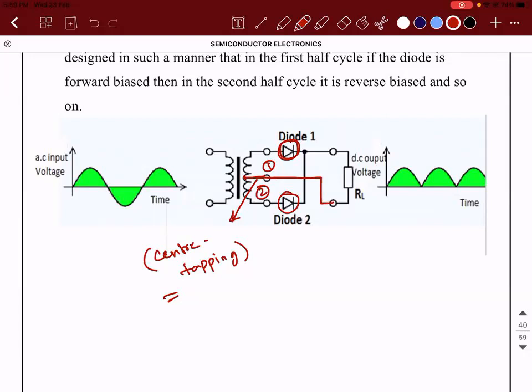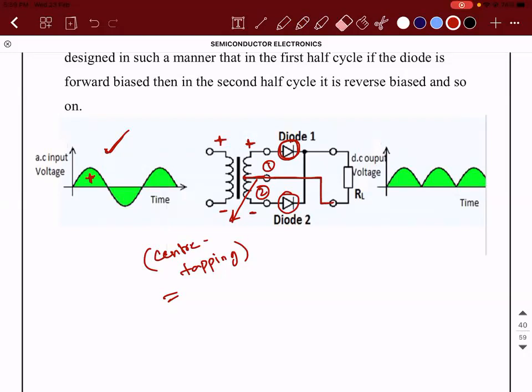Right. So now see, you give an AC input. Listen, positive half of the cycle. Then what will be the polarity here? If this is positive, this will be negative. Accepted? Then what will happen at the secondary end? This will be positive and this will be negative.